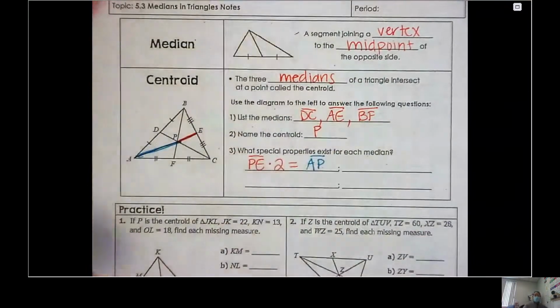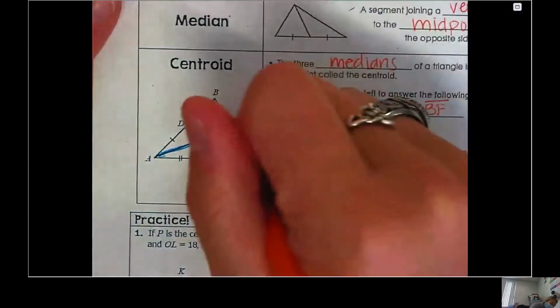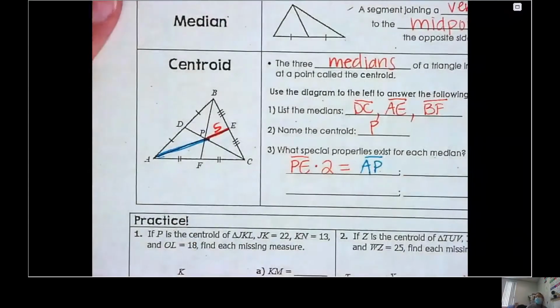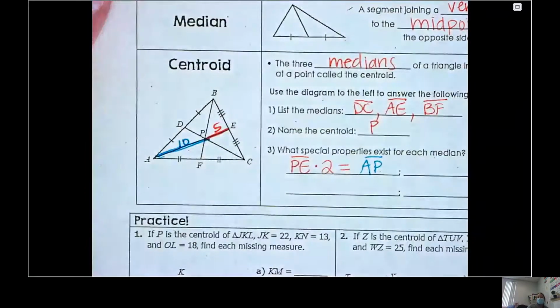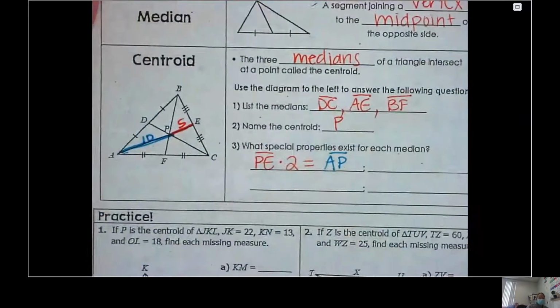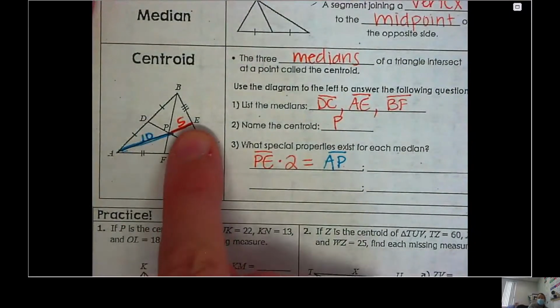So if I multiply this orange piece times 2, I should get this blue piece right here. So let's pretend that this orange piece was 5. What would my blue piece be? Multiplies by 2. What would it be? It would be 10. Good. Now, what if I went the other way? What if I gave you AP? What would you have to do to get this smaller piece? You would divide it by 2.